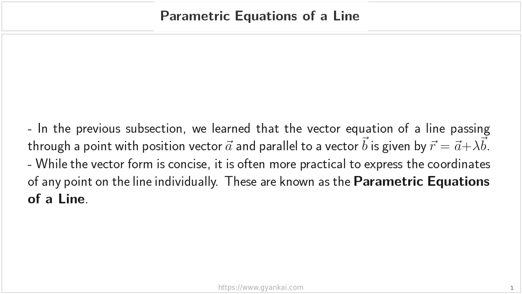Now, while this vector form is incredibly concise and elegant, it isn't always the most convenient way to work with specific coordinates in a problem. Often, when we are solving complex three-dimensional geometry problems, it is much more practical to express the individual x, y, and z coordinates of any point on that line separately. This method of breaking the line down into individual coordinate components is what we call the parametric equations of a line. In the next few slides, I will show you exactly how we derive these equations from the vector form we just discussed.